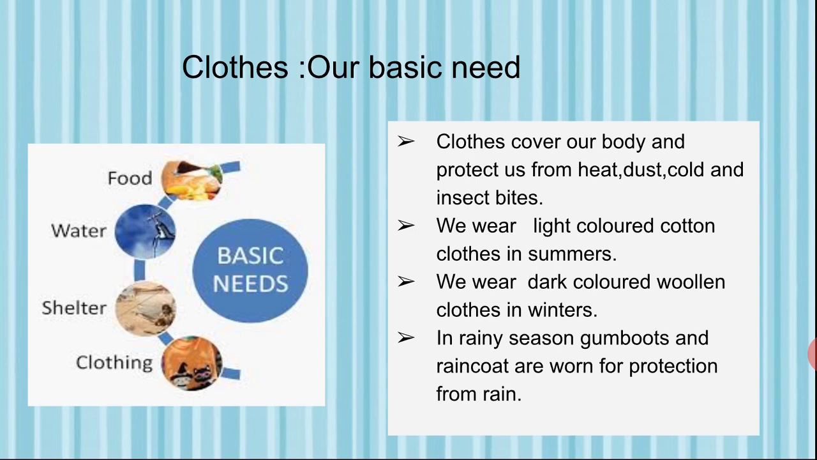In summers we like to wear light colored cotton clothes. Why? Because they do not absorb heat and keep us cool also. Opposite to that, in winters we want to wear woolen clothes to keep us warm, and we prefer to wear dark colored. In rainy season, gum boots and raincoats are worn for protection from rain. We use umbrellas also. Okay, students?